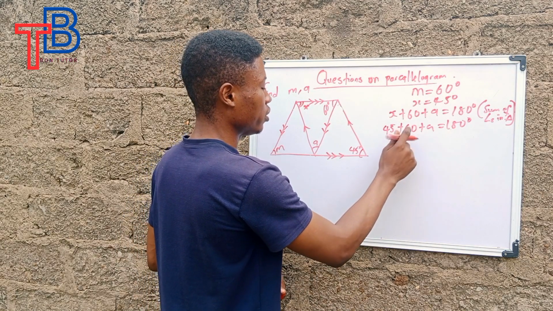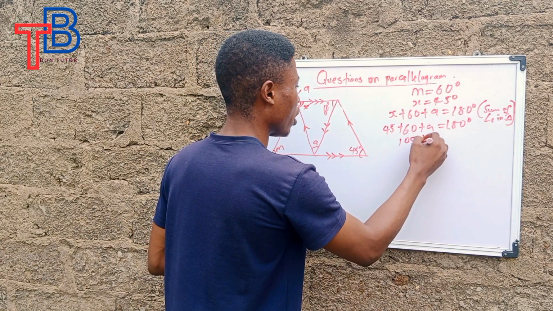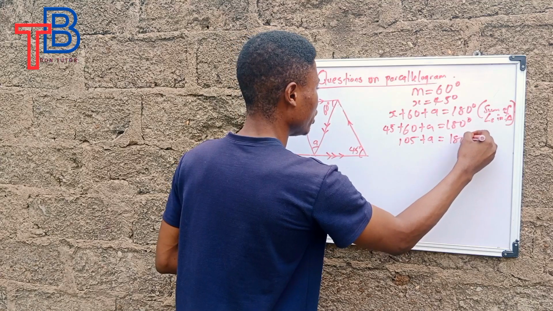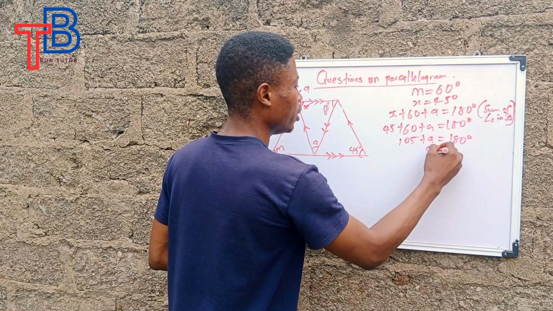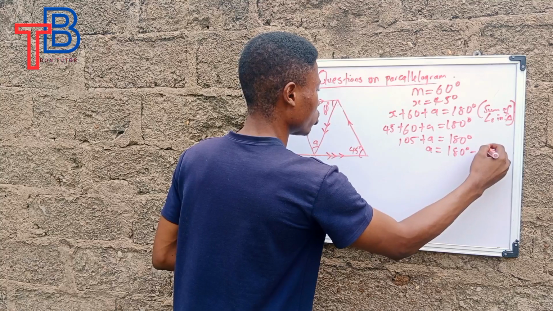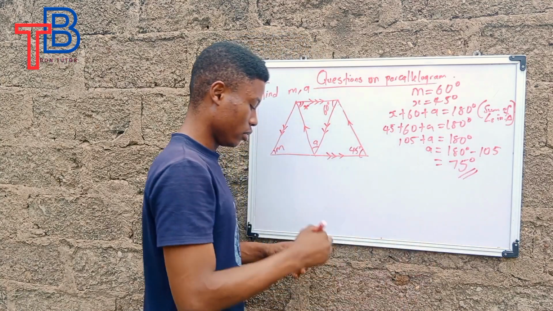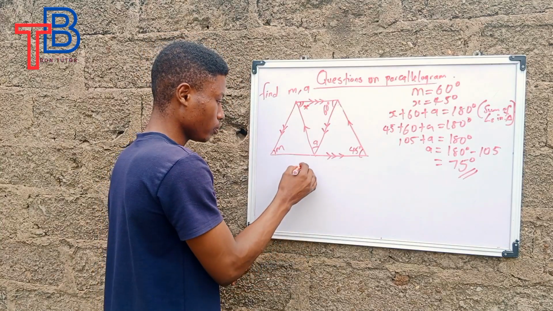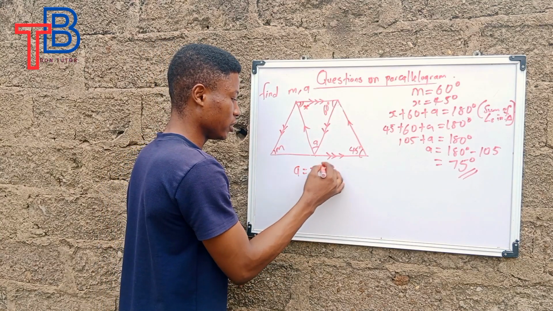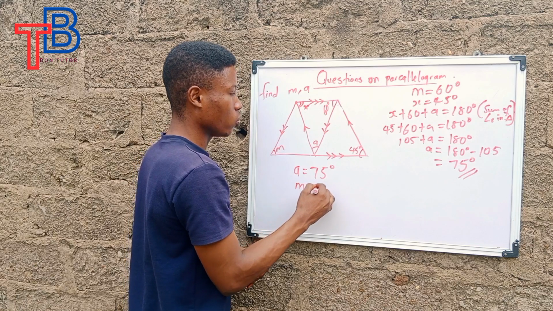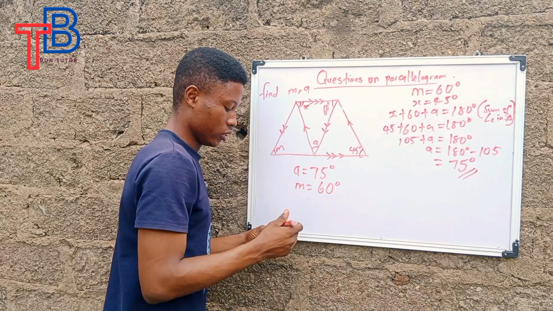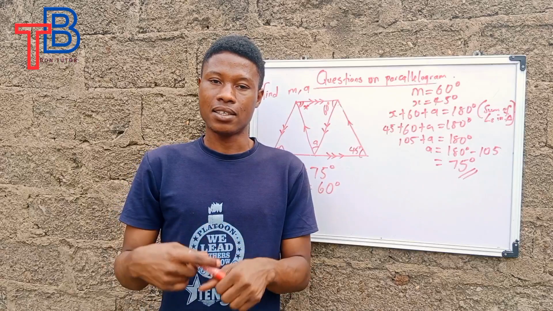45 plus 60 is 105, plus a equals 180 degrees. Therefore, our a is equal to 180 degrees minus 105. So our a equals 75 degrees, and our m is equal to 60 degrees. As simple as that.